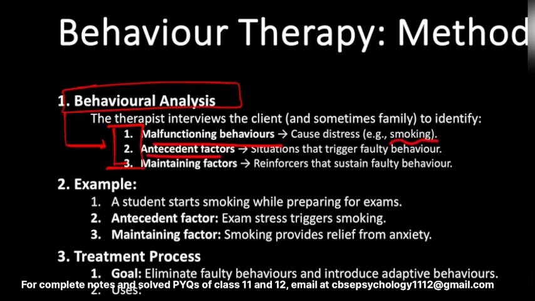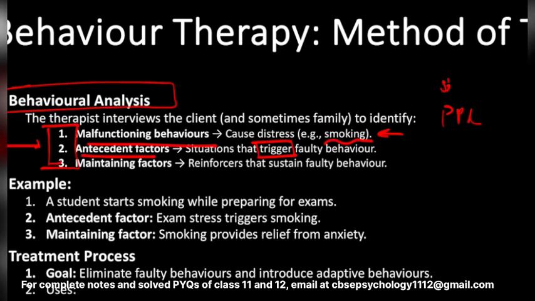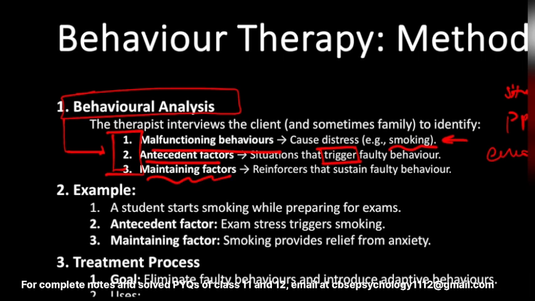What are the antecedent factors, that is, what are the triggers? So when does the person smoke? With what people do they smoke? What are the situations in which they smoke? What is the emotional state in which they smoke, etc. And also, what are the maintaining factors? So what are the reinforcers of this behavior?